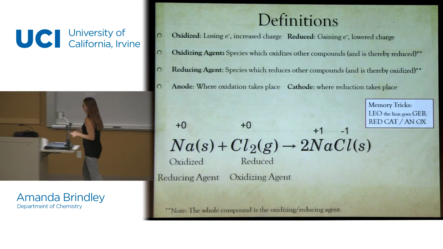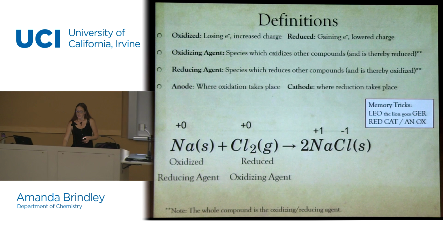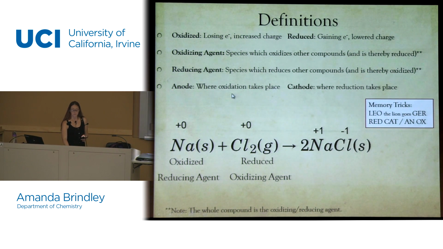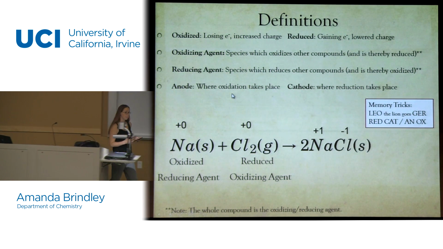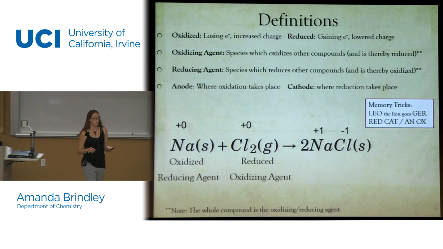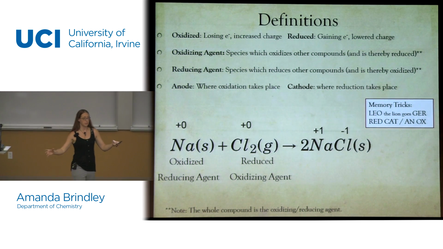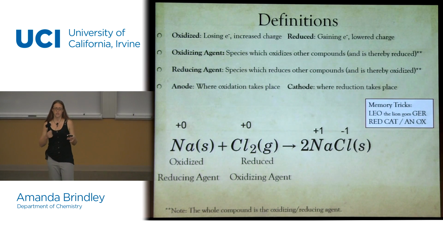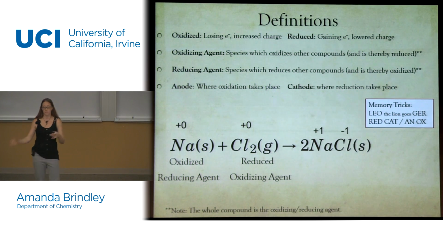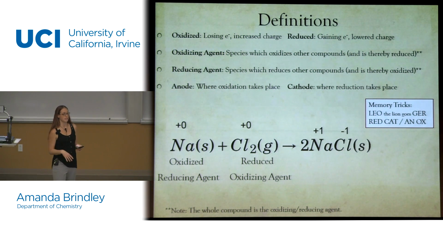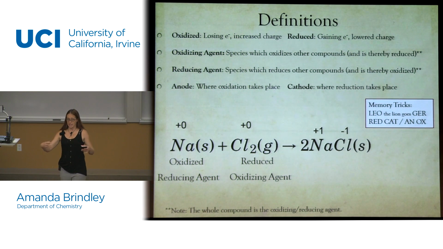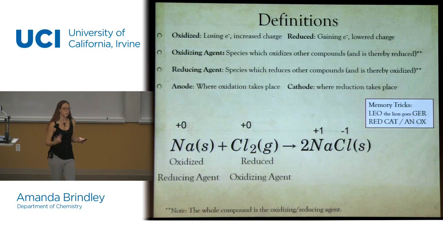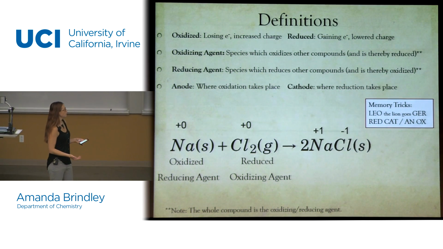Two more definitions, or one more group of definitions, and that's anode and cathode. We haven't really talked about cells yet, but may as well get this out of the way now. A lot of times we split up our reactions and we put them in different places. When we do that, it's in order to either get chemical energy out of it or put chemical energy in. There's reasons for it that we'll discuss later on. We want to be able to talk about the sides of the reaction. So for this, we use anode and cathode. Anode is where the oxidation occurs. Cathode is where the reduction occurs.